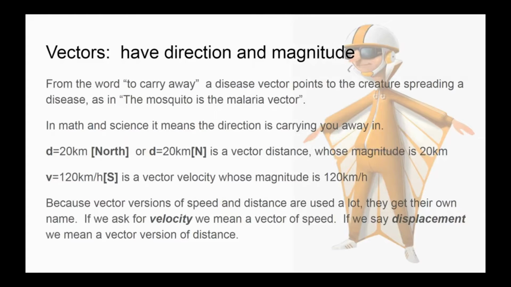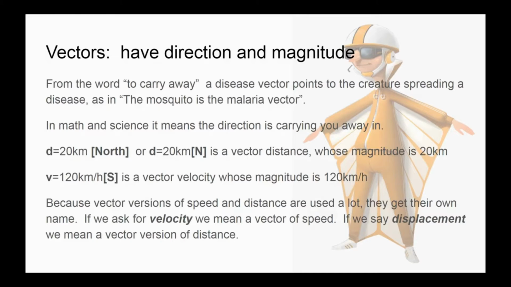Vectors have direction and magnitude. From the word meaning "to carry away," a disease vector points to the creature spreading a disease, as in the mosquito is the malaria vector. In math and science, it means the direction that is carrying you away. Distance equals 20 kilometers north, or d equals 20 kilometers N, is a vector distance whose magnitude is 20 kilometers. Velocity equals 120 kilometers an hour south is a vector velocity whose magnitude is 120 kilometers an hour.